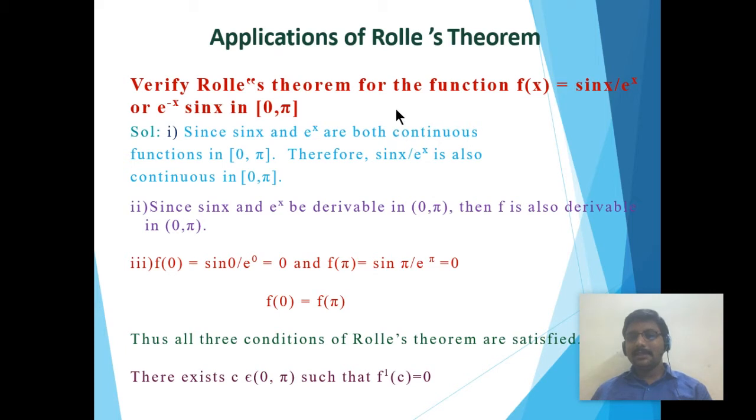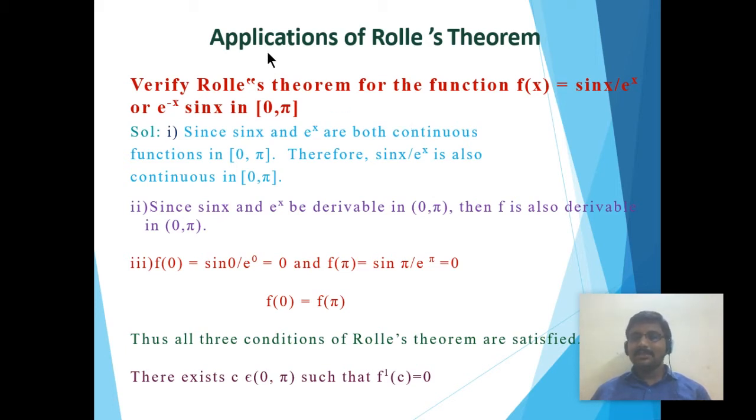And also the denominator function. What is the denominator function here? The exponential function, which is clearly not equal to 0. So we will use a known theorem: if f is continuous and g is continuous and g of x is not equal to 0 for all x in the given interval, then f by g is also continuous.